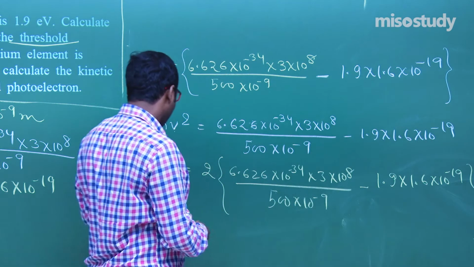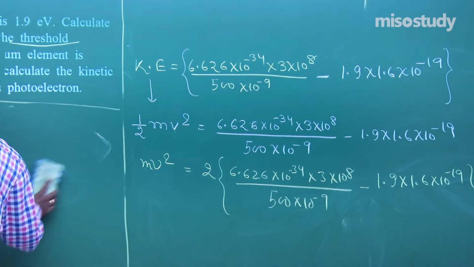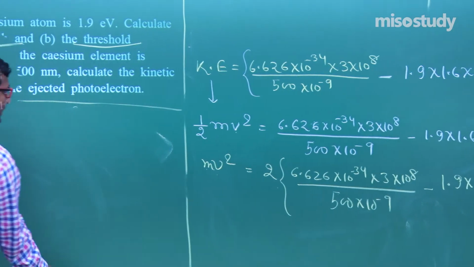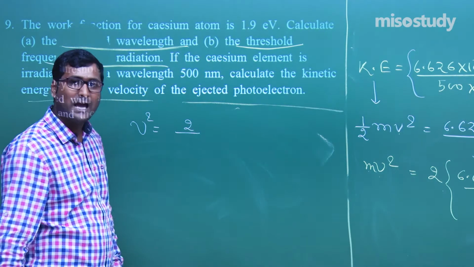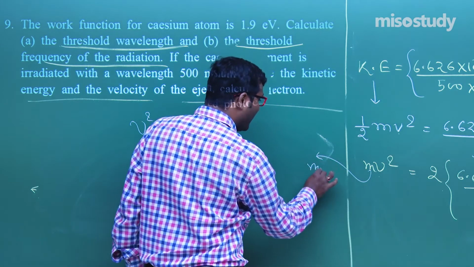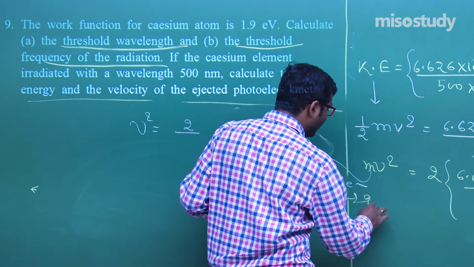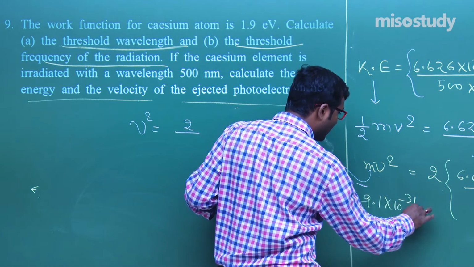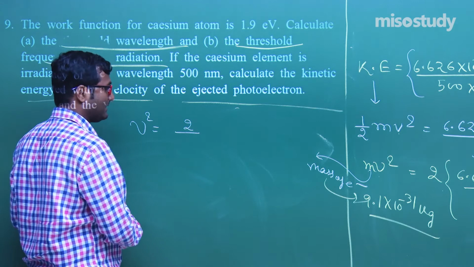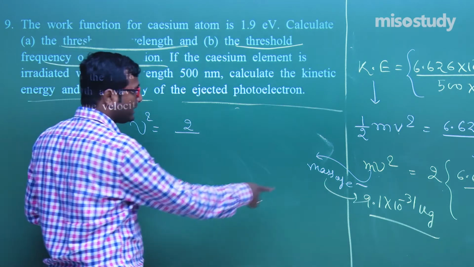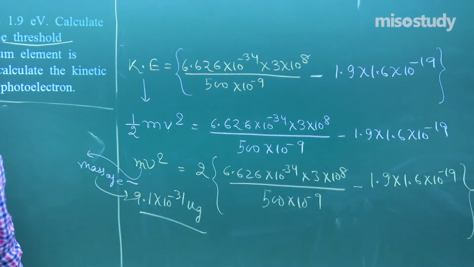Clear to you? Now, what is V? This m will come here. Check it out. Finally, V square is equal to 2 upon m. What is m? That is the mass of electron. Clear to you? And what is the mass of electron? That is 9.1 into 10 to the power minus 31 kg. Now put this value, you will get the answer. So in V square, put the mass of electron, and after solving, you will get the value of velocity.